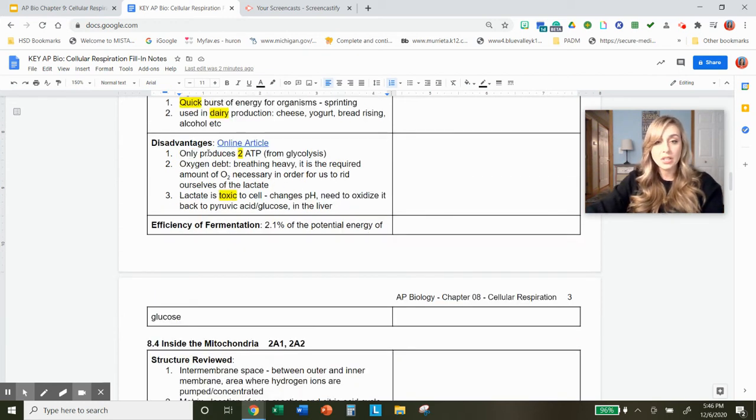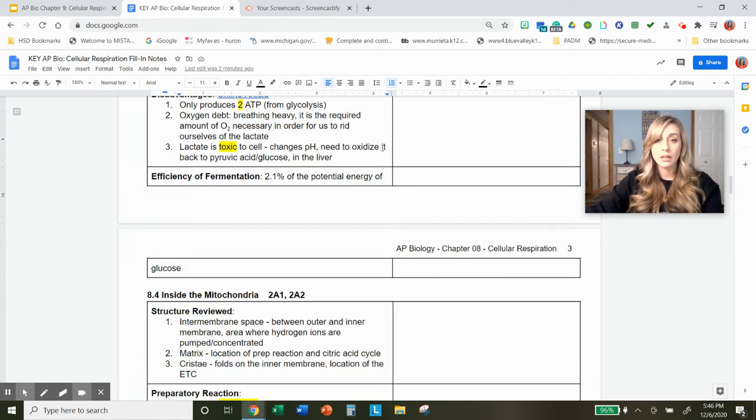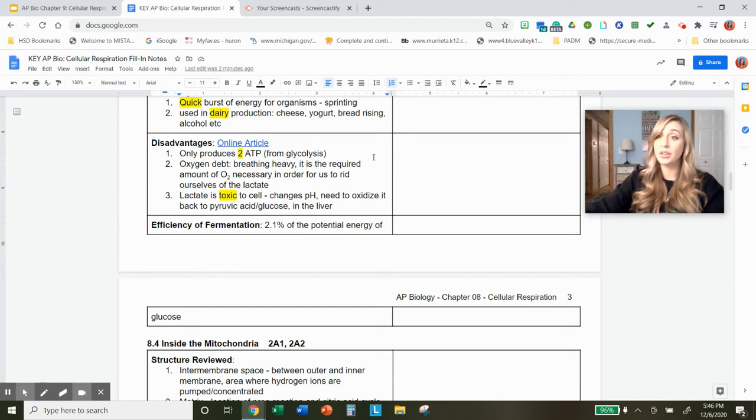In terms of disadvantages, we're only making 2 ATP from glycolysis. In terms of lactic acid fermentation, you're going to have a huge oxygen debt. You're going to be breathing heavily, and it's required for a certain amount of O2 to re-enter the cells and rid those cells of the lactate. Lactate is an acid. It's going to be toxic to the cell. It's going to change the pH, and it's going to need to leave the cell in order for that pH to re-regulate and the cell to go back to normal functioning. So there's obviously a disadvantage to that, and you can feel it. You feel that your body's out of whack when there's a lactic acid buildup.